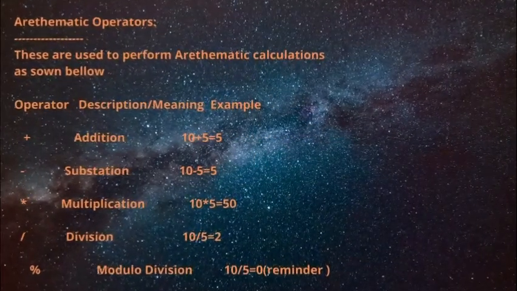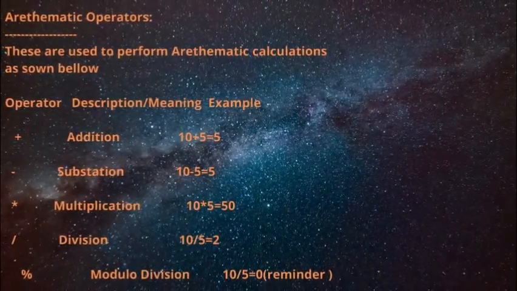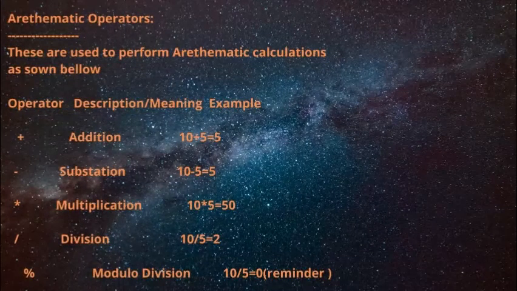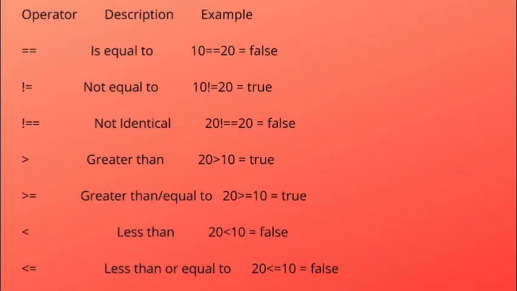Arithmetic operators are used to perform arithmetic calculations as shown below. Addition, subtraction, multiplication, division. With division, we get a quotient value. With modulo division, we get a remainder value. Comparison or relational operators are used to compare two values to find the relation between them, whether true or false. For example, 10 == 10, which is true.